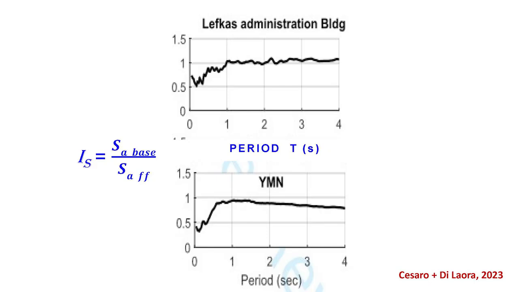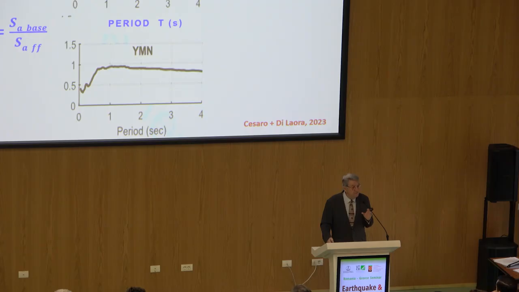Now, in terms of period, some recent results you see here from Cesaro and Di Laura, two Italian researchers, who use actual time histories in the piles, and you will see the same thing. The motion at small periods, less than 1 second, being almost 0.5. You may not think this is significant, but it can be a very significant reduction for pile foundations. And of course, at high periods, there's not much difference.